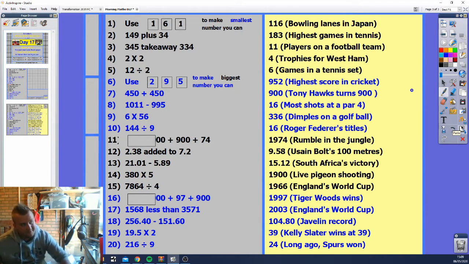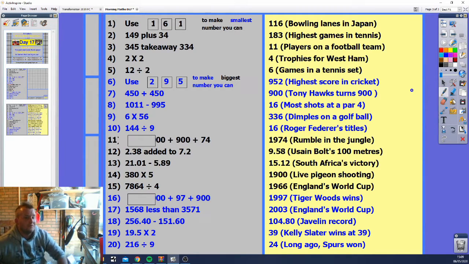The next one's a funny one. 16 shots is the most shots ever on a par 4 by a professional. There was a professional golfer who hit the ball 16 times before he could get it into the hole on a par 4. A par 4 means like par average. You should be getting it in 4 shots if you're a professional.